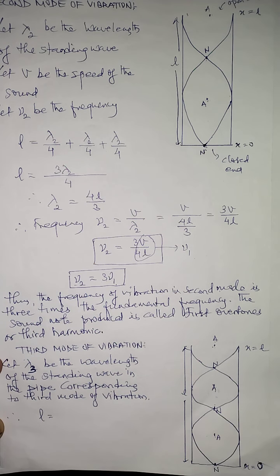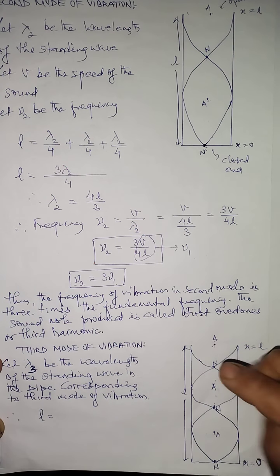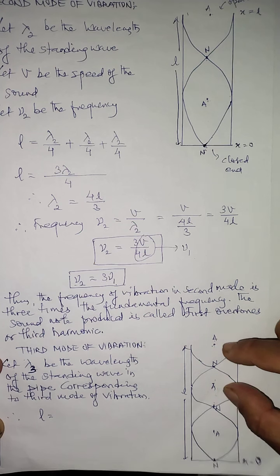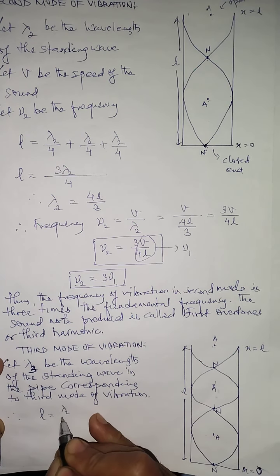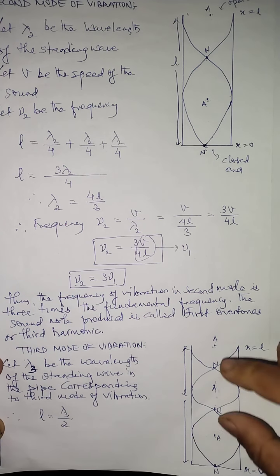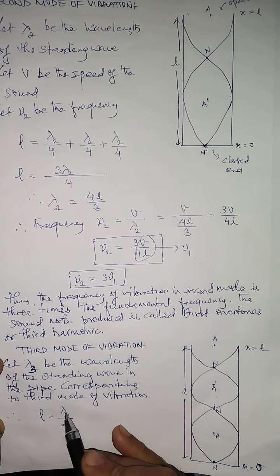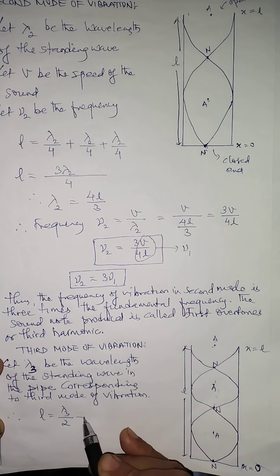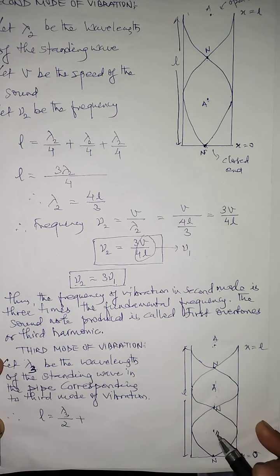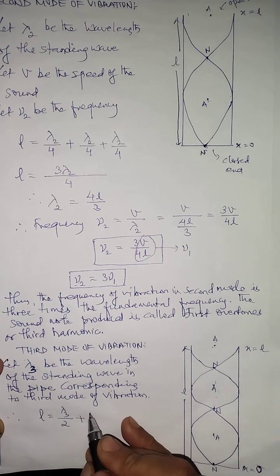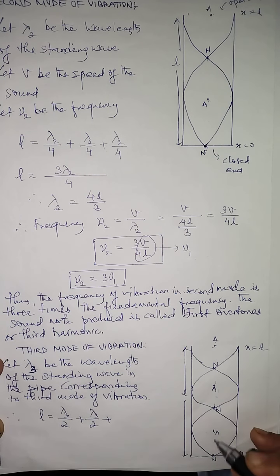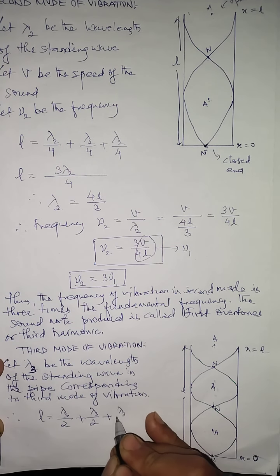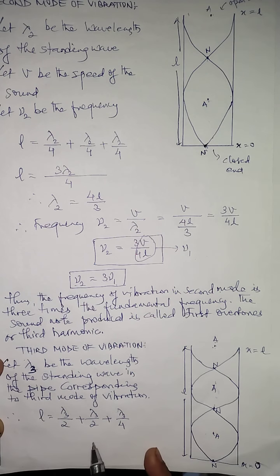We can do this way also, children, just to make you understand. Distance between antinode and antinode is lambda by 2. So it will be lambda 3 by 2. Distance between antinode and antinode is lambda 3 by 2, plus again distance between antinode and antinode is also lambda 3 by 2, and lastly distance between antinode and node will be how much? Lambda 3 by 4. So this is the way that we need to add.